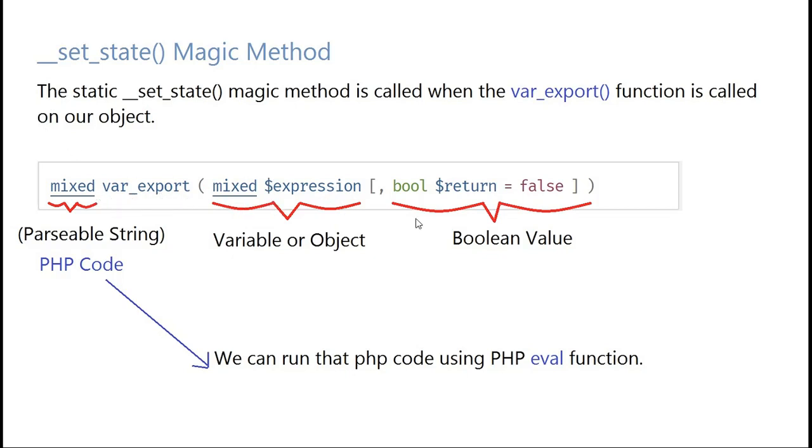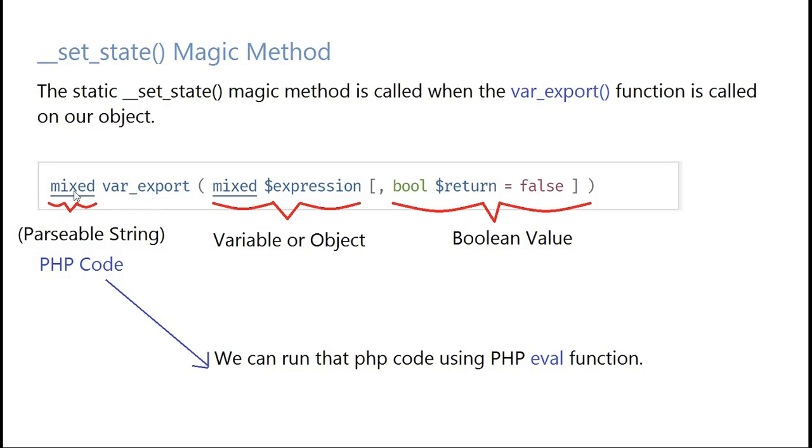This function takes two parameters. First one is a variable or object. Second one is an optional parameter. The brackets show that this parameter is optional, but it should be a boolean value, which may be true or false. By default, its value is false.